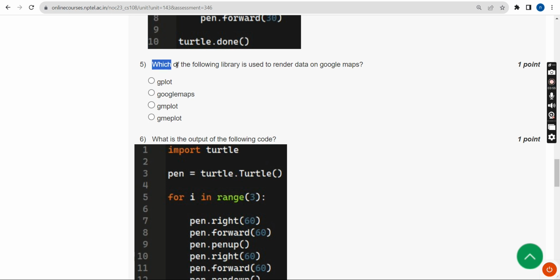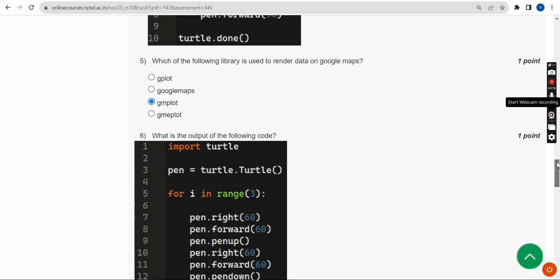So fifth question, which of the following library is used to render data on Google Maps? So for fifth question, the probable answer is third option, gmplot. Gmplot. Now let's move on to the sixth question. We have also prepared programming assignment videos, so you can watch that.